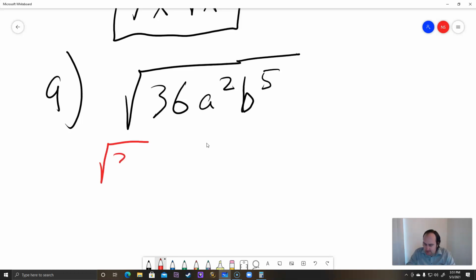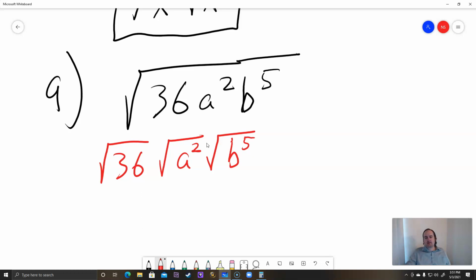We can distribute the square root to each factor. So we're going to have root 36 times root a squared times root b to the 5th. The square root of 36 is just 6, and the square root of a squared is a. The only tricky part is the square root of b to the 5th. Once again, because the exponent is odd, we're going to rewrite it as b to the 4th times b, so the square root of b to the 4th times the square root of b.